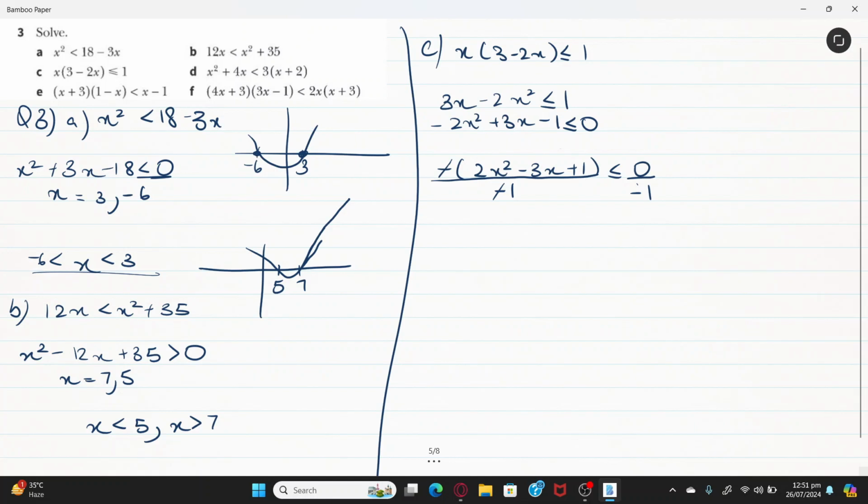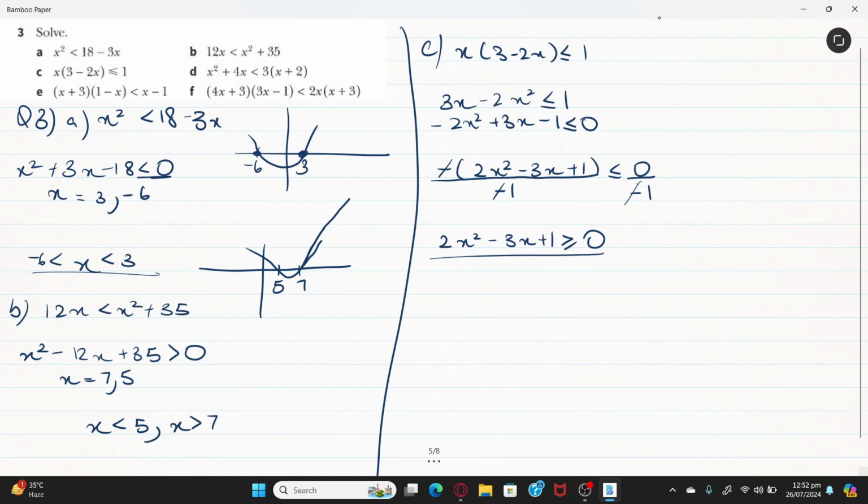We divide both sides by a negative sign, and we get 2x squared minus 3x plus 1. However, when we divide both sides by negative, in the case of inequalities, we change the direction of the inequality. So in this case it was lesser than equals to 0, but now it will become greater than equals to 0, and that's one of the rules for inequalities. Now we solve this quadratic equation.